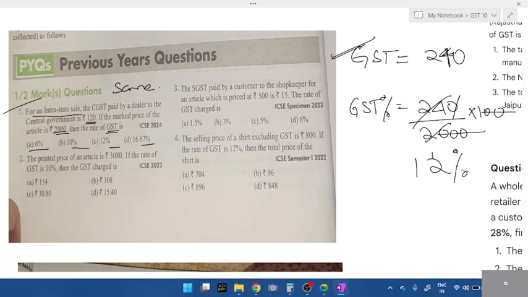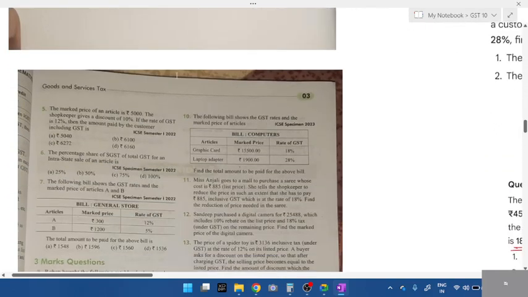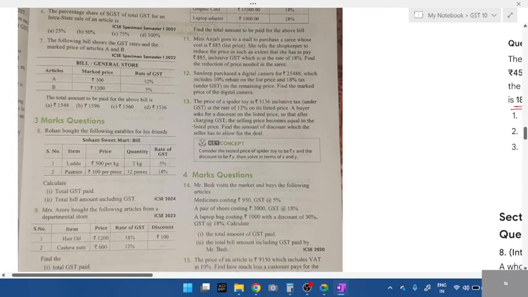Do you have any doubts? Okay, I'll send this in the group, students. I want you all to solve the second one and third one, MCQ. Second and third MCQ 2023 and one 3 marks question. Can you see the bill given here? 2024 question. I've already given it in the test, students.